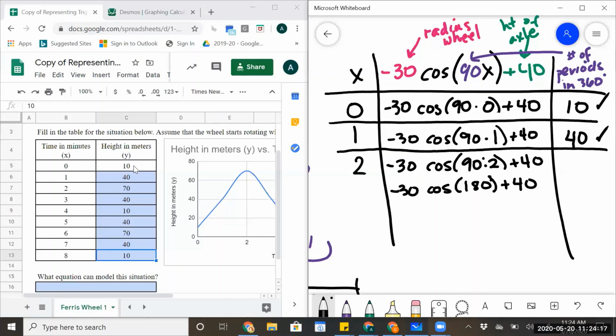These are all degrees, by the way. It's just hard to draw them on here. Cosine of 180 degrees, again, thinking back to my unit circle. Cosine of 180 is negative 1. Negative 30 times negative 1 makes that 30 positive. And 30 plus 40 is 70. So again, looking over at our Google Sheets, at 2 minutes we were at 70 meters. Our equation's looking good, guys. I think we're safe to move on.